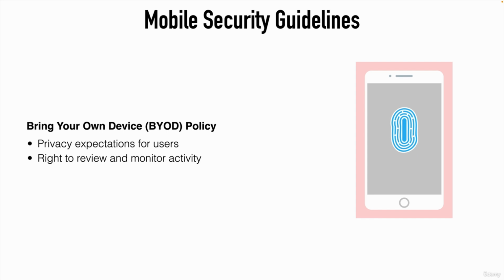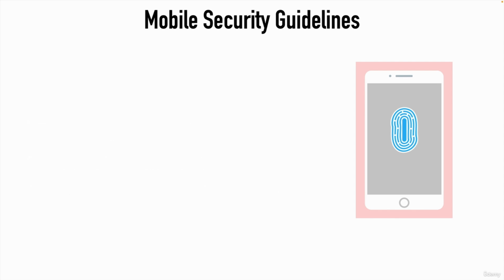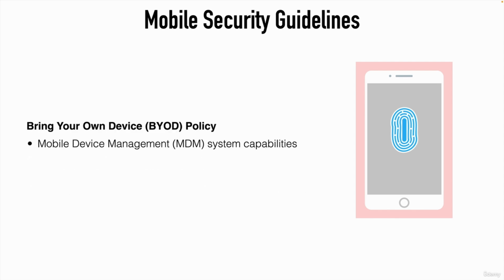For lost or stolen devices, we need to set an expectation level here as well. Users should be required to have remote location or data wiping capabilities, either through their own Android or Apple iOS service or through our mobile device management system. This will protect things like any corporate email account that may be set up on the device, any enterprise wireless configuration settings, and more. We've already talked about MDM capabilities, but it's worth noting that these should also be explicitly outlined in a BYOD policy.